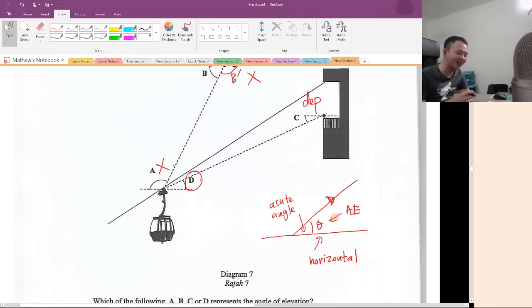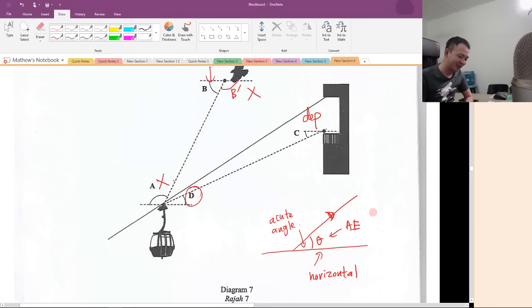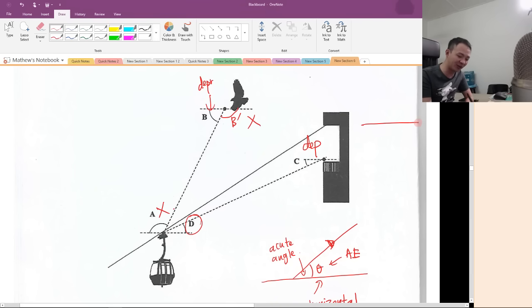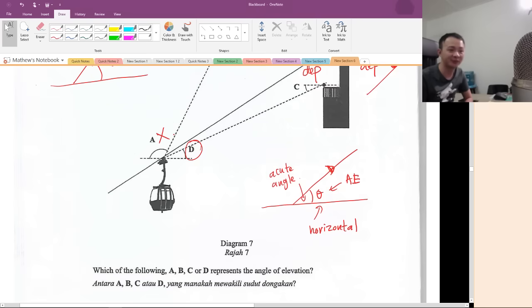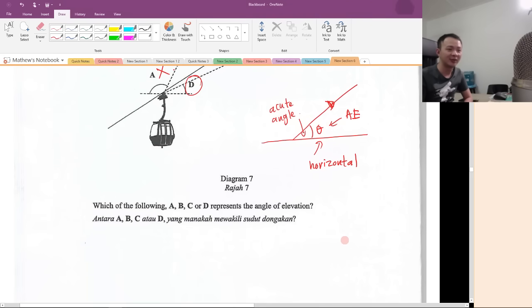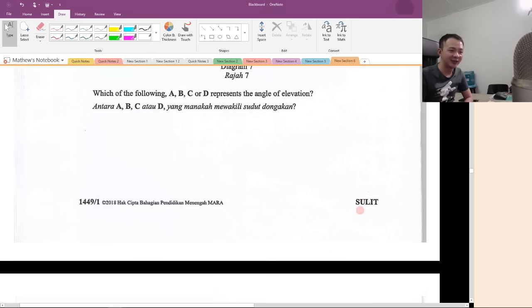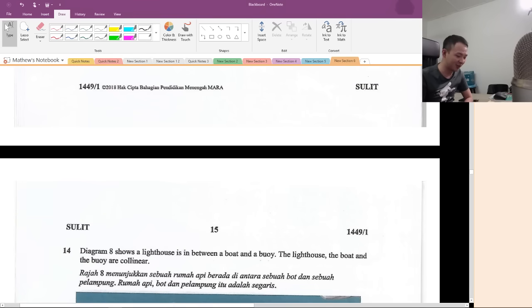But D I confirm is angle of elevation. A I'm not sure, so I choose D. C is for the horizontal line. You look downward, right? You can see the angle actually going down here. So from the horizontal line going down, we call angle of depression. Must from the horizontal line going up, then only we call elevation. Alright, okay, let me move on to the next question.